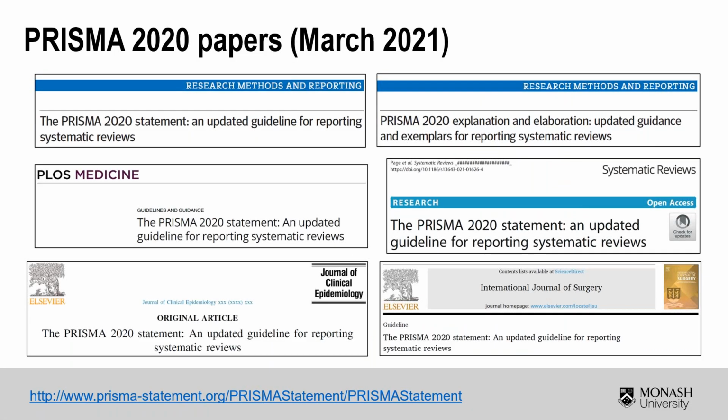And then in March of this year, in 2021, we published the PRISMA 2020 papers, and we opted for a model of co-publishing these papers in several journals. The BMJ, PLOS Medicine, Systematic Reviews, Journal of Clinical Epidemiology, and the International Journal of Surgery all published the main statement paper, which includes the checklists, and then BMJ also published the explanation and elaboration paper.